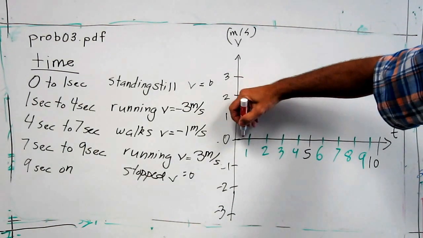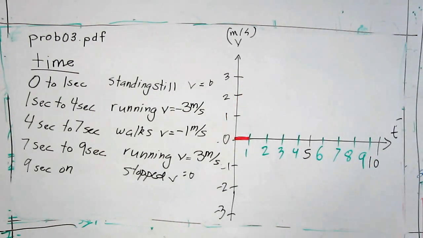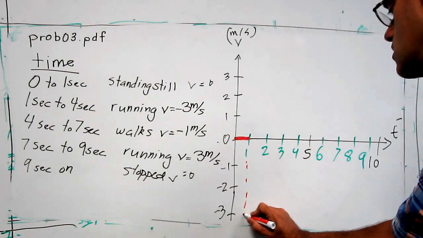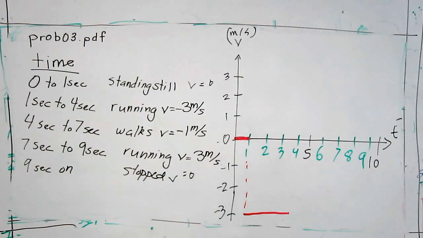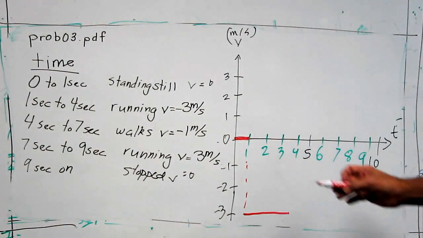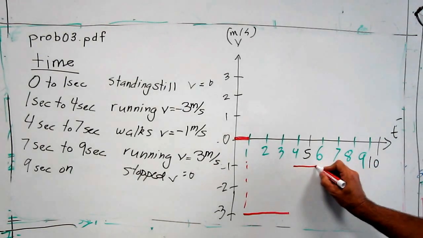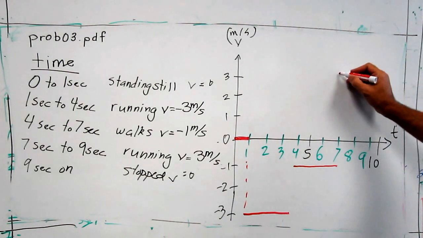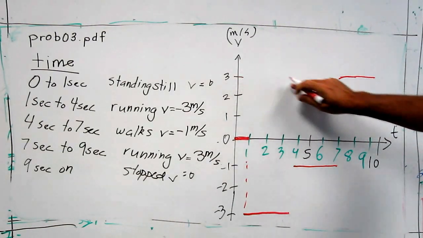So I'm going to go ahead and put that in. And between 1 and 4 seconds, the velocity is -3. So if I go on down here, okay, between 1 and 4, it's -3. And then between 4 and 7, it's -1. And between 7 and 9, it's +3.